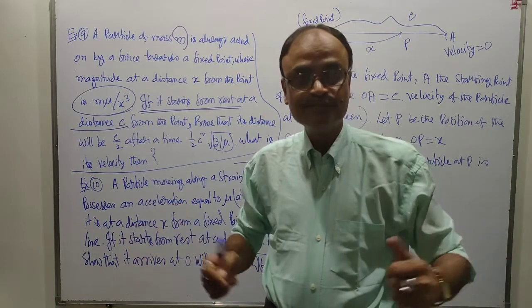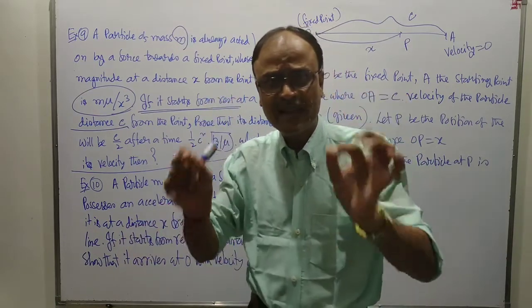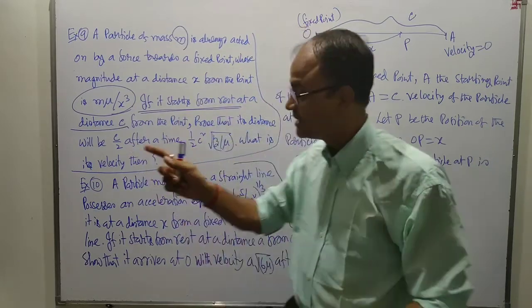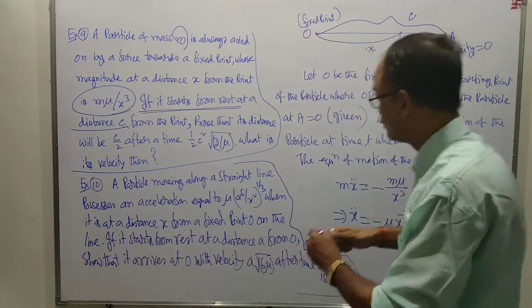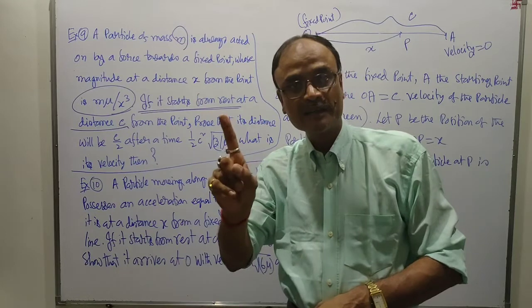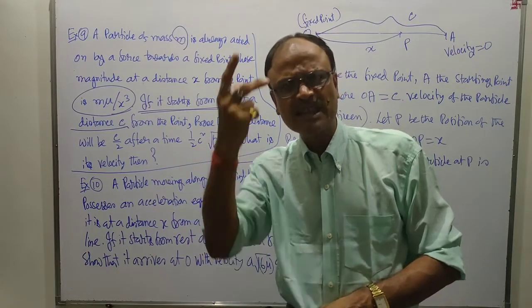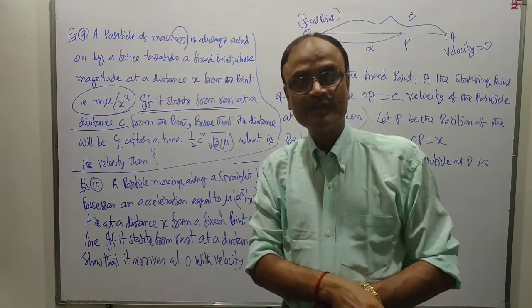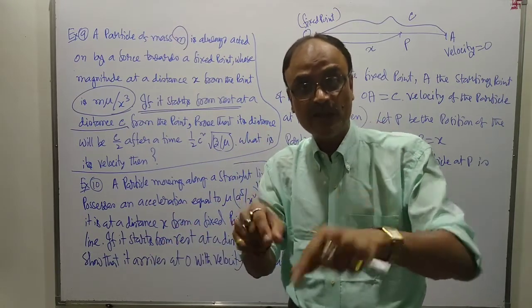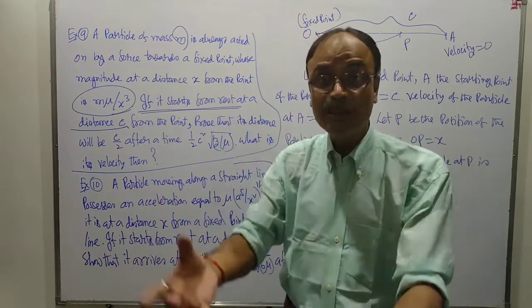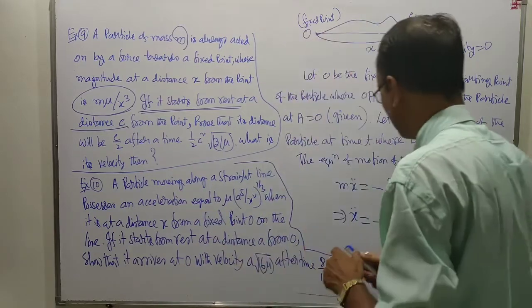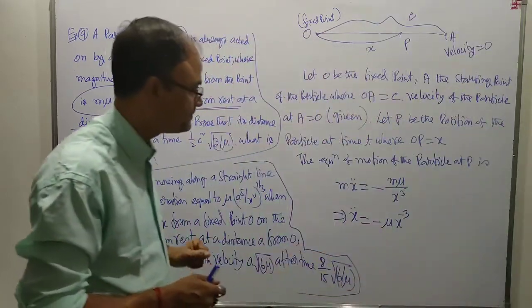What we are going to do? We are going to find the velocity of the particle when it is at a distance c by 2 from the center of force. Number 1. And number 2, what is the time taken by the particle to reach a point in the line which is at a distance c by 2 from the center of force? These are the questions. Now, x double dot is equal to this.